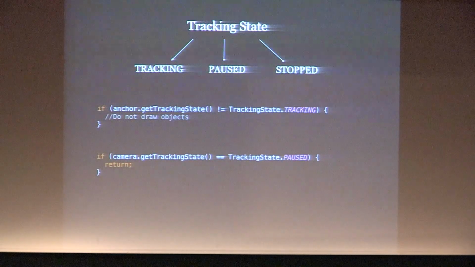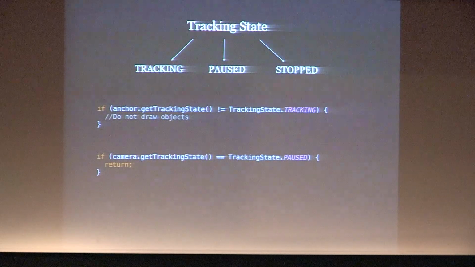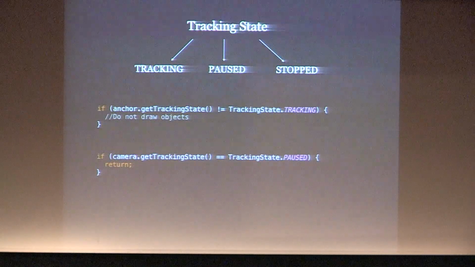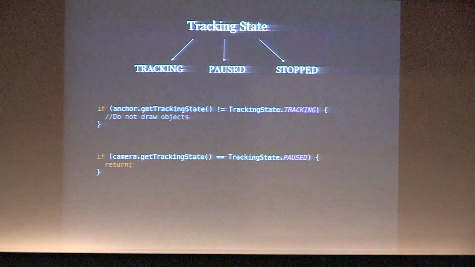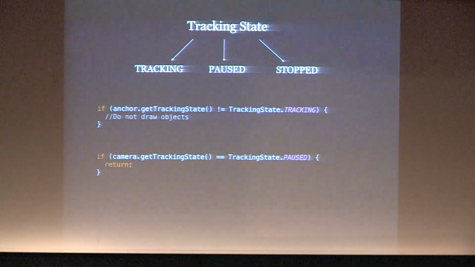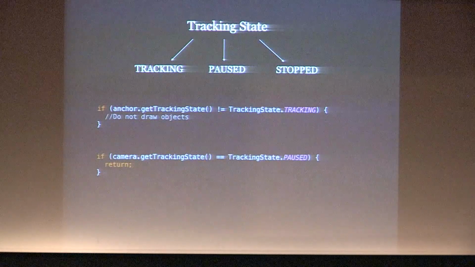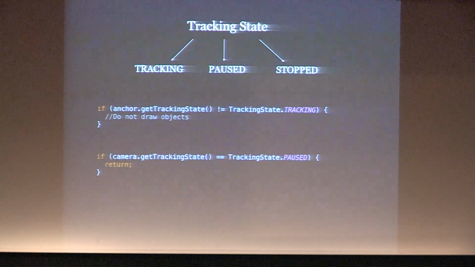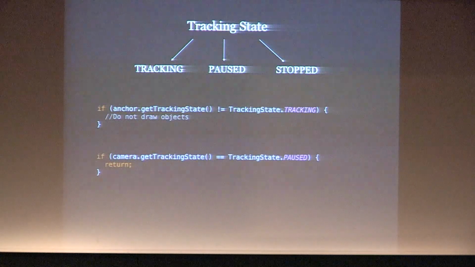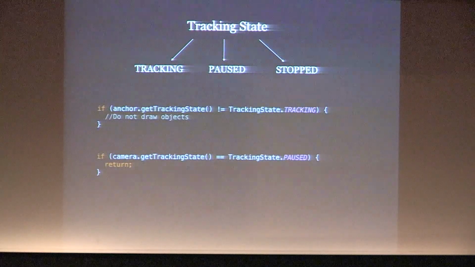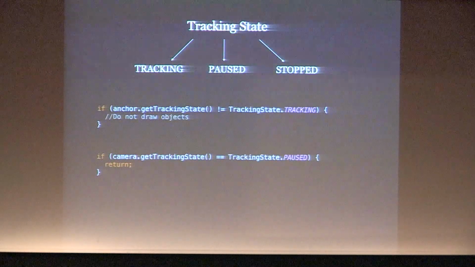Sometimes you can create a lot of anchors, right? But some of those anchors won't be viable. They won't be live anymore. So it's a good rule of thumb, before you start drawing something on top of your anchor, to check its state, because sometimes the state is not tracking, and in this case you don't need to bother to create something. The same about the camera. Try to check its state. If it's pause or stop, then just don't do anything. Don't do heavy lifting that will impact the performance of your application and drain your battery.